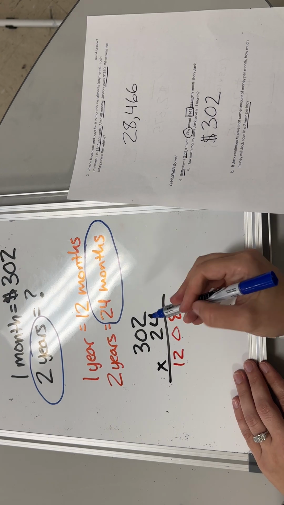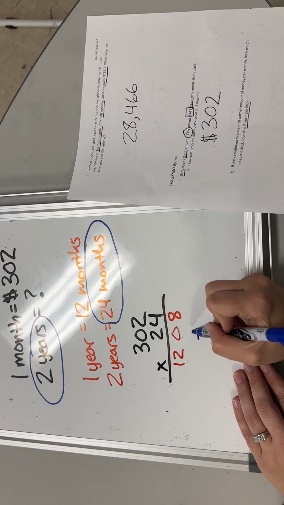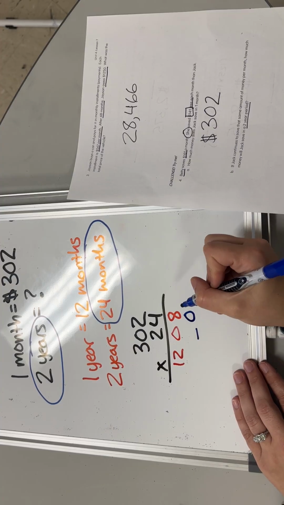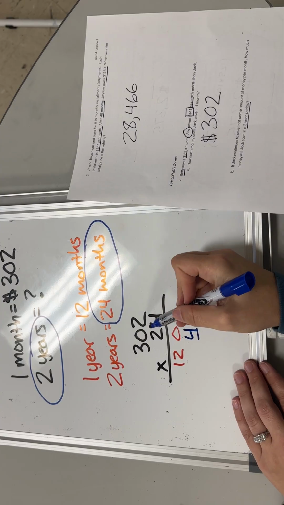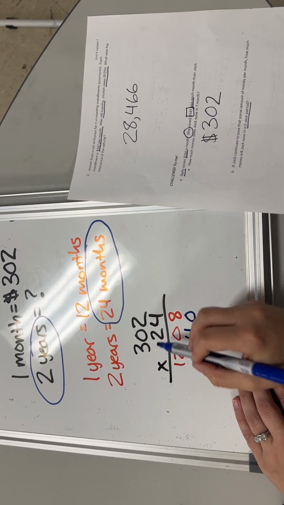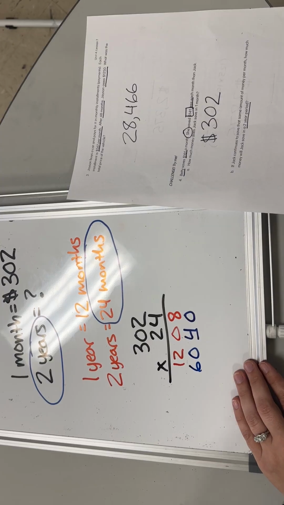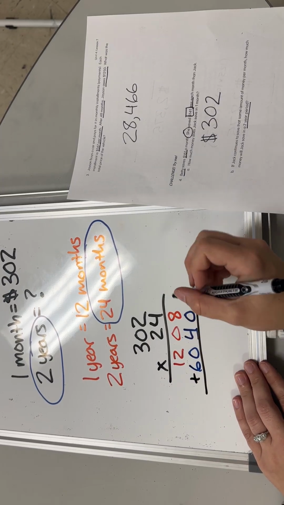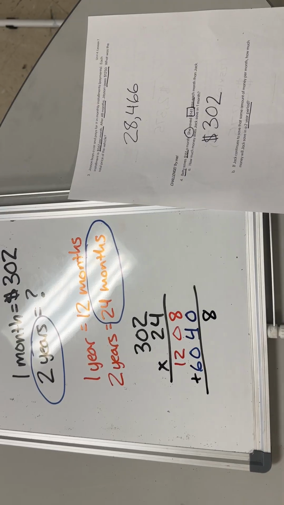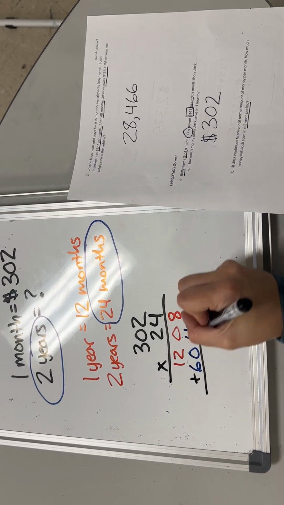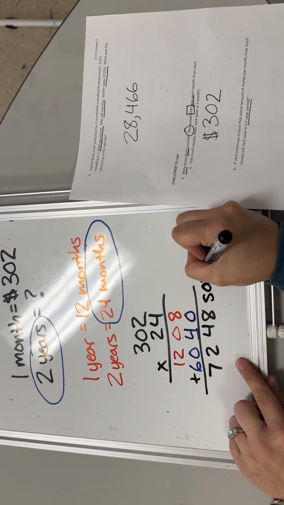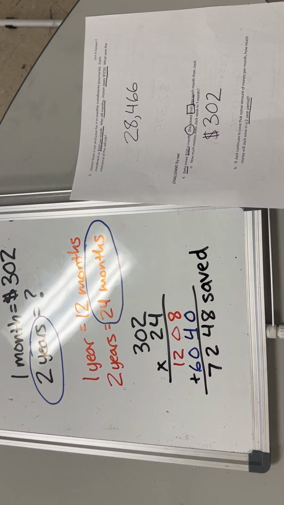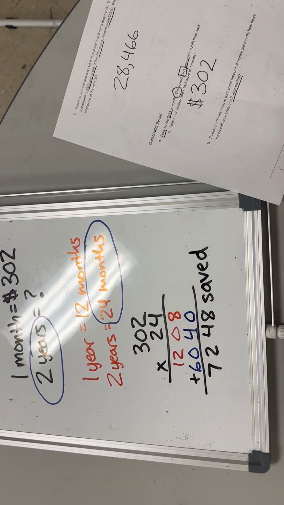Then I'll move on to the 2, which is in our tens place value. So our answer goes in the tens, which means we have this hole in our ones place value. And then I'll do 2 times 2 for 4, 2 times 0 for 0, and 2 times 3 for 6. I'll add together my two partial products. I'm going to end up with an 8, 4, 2, 7, which means that Jack has saved $7,248 over the course of a 2-year period.